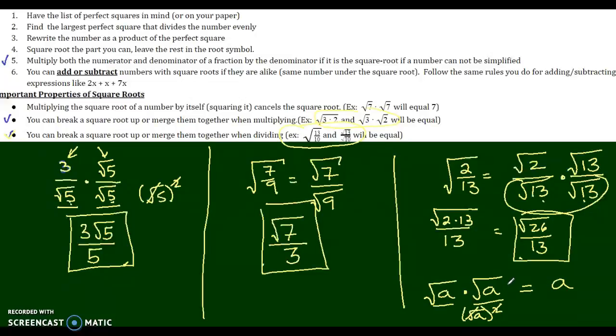So as you move forward, think about and pay attention to whether your number's underneath the square root or not, if it's a perfect square or not, and at the end of it all, just make sure that you don't have any square roots in your denominator, and it's going to be okay.